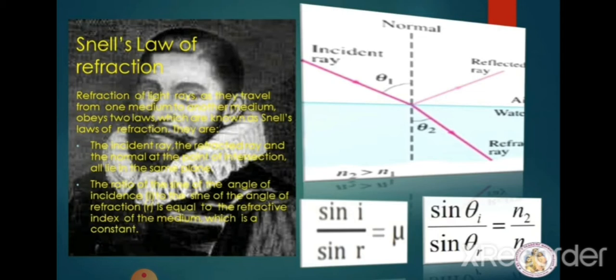Now look at the diagram. Here the light is traveling from the air to a liquid. The incident ray, the refracted ray, and the angles between the rays are shown in the picture. So theta 1 is the angle between the incident ray and the normal, and theta 2 is the angle between the refracted ray and the normal. So in terms of the speed of light, sine theta 1 by sine theta 2 is equal to n2 by n1.